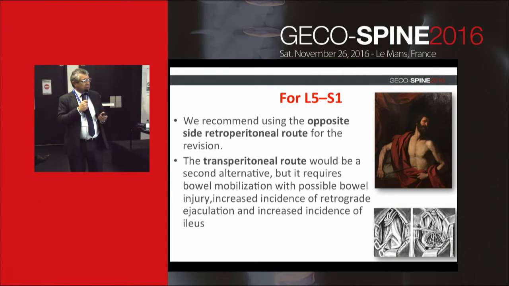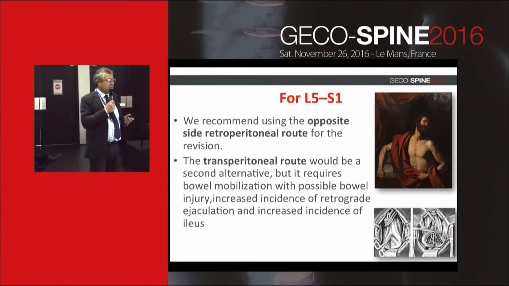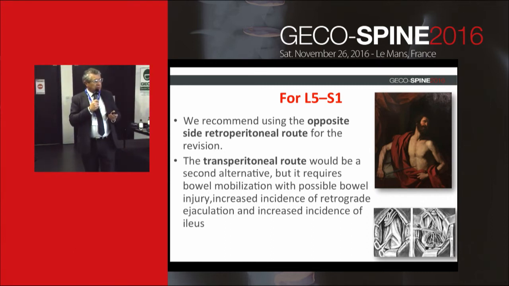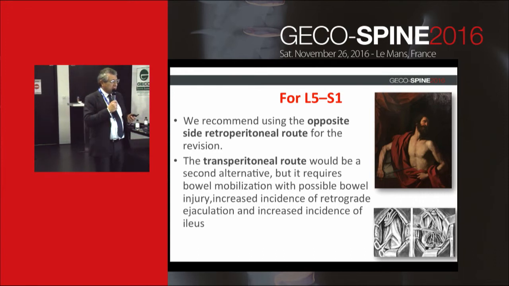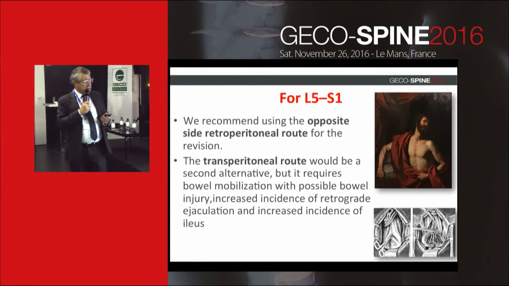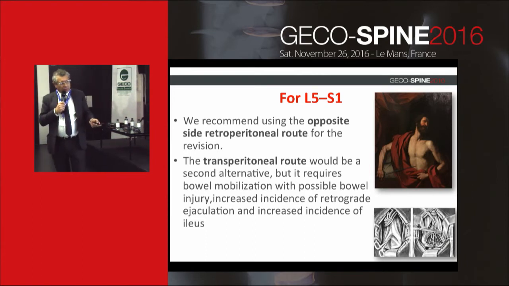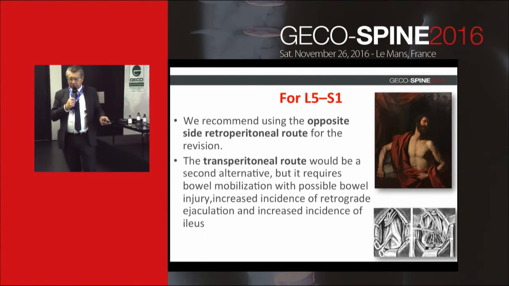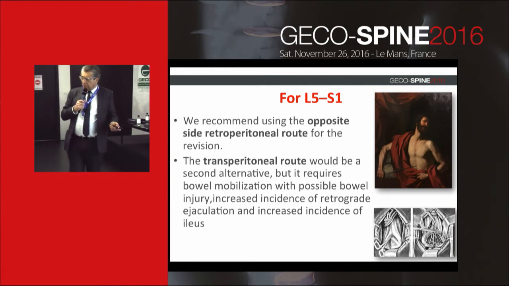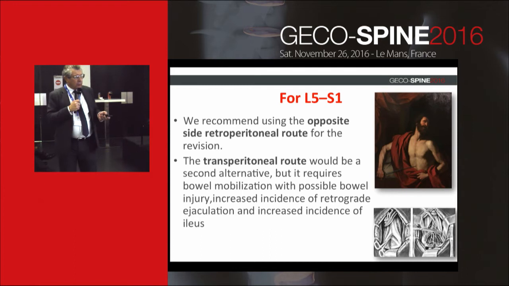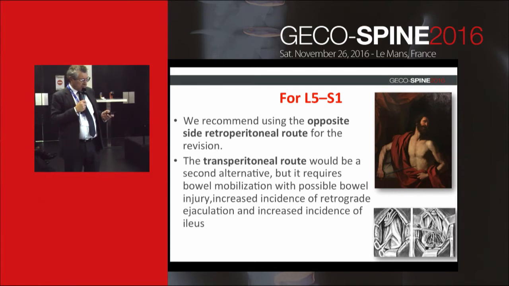For L5-S1, we recommend using the opposite side retroperitoneal route for the revision. The transperitoneal route will be a second alternative, but it requires bowel mobilization with possible bowel injury, increased incidence of retrograde ejaculation, and increased incidence of ileus. You see here in this drawing, the access must be done on the right side of the levels to avoid any kind of injury of the hypogastric plexus. But even in this case, in the case of revision, it's always difficult to avoid any lesion of the hypogastric plexus.